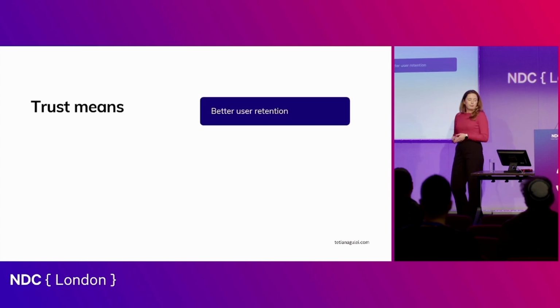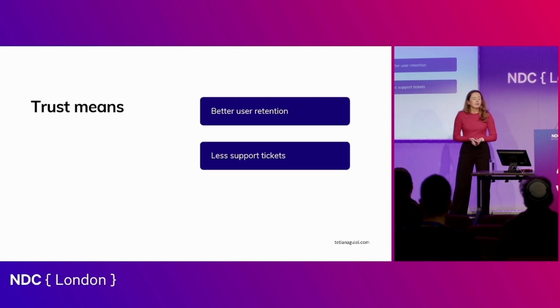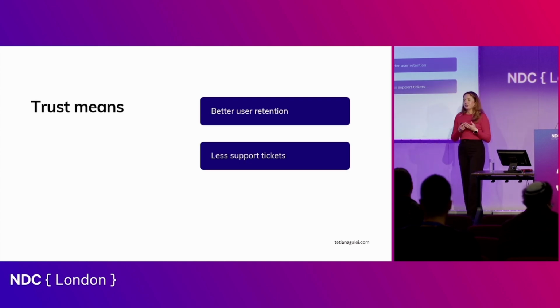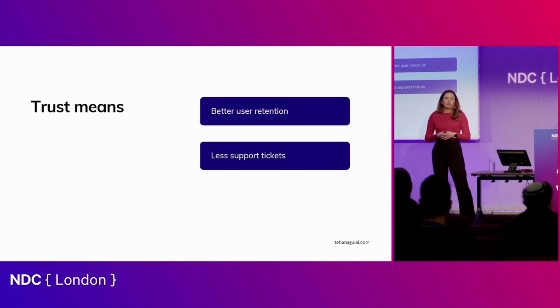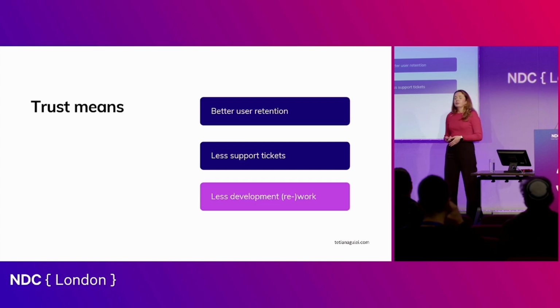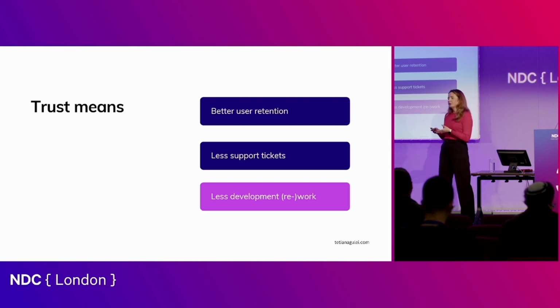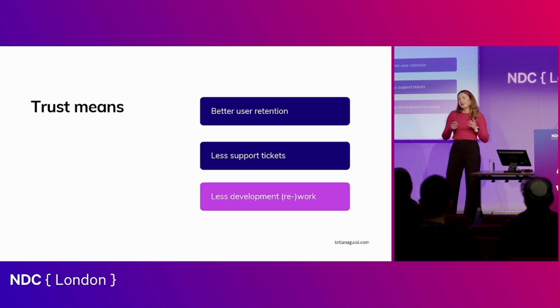And first of all, it's better user retention. Because if users have this trust feeling, if they're satisfied with the product they see, it matches their needs, their goals, they keep coming back and reusing your product, which grows your user base. Then, of course, trust means fewer support tickets, because users don't complain about bugs or bad functionality that they don't understand. And if there are fewer support tickets, it means there's less development rework. So instead of focusing on bug fixing and so on, you can focus your time on building valuable features that meet user needs.